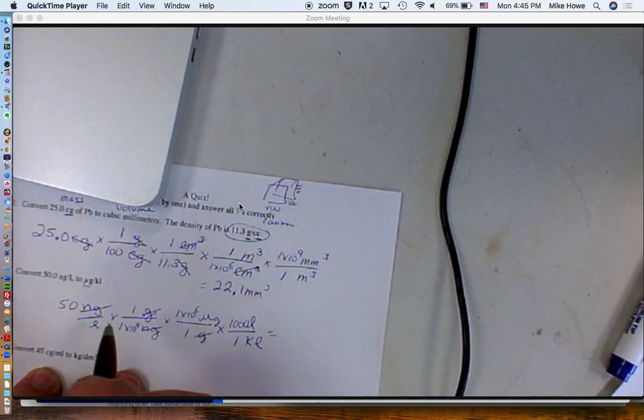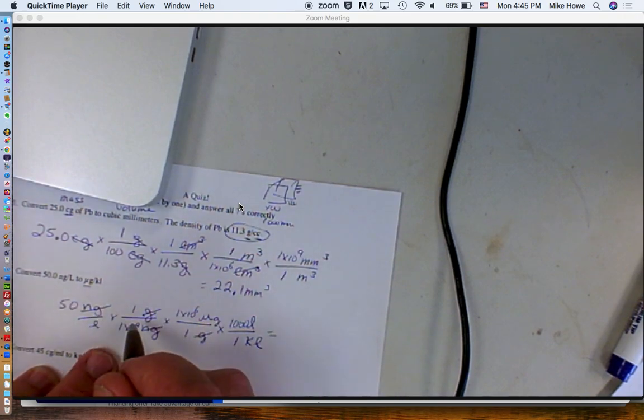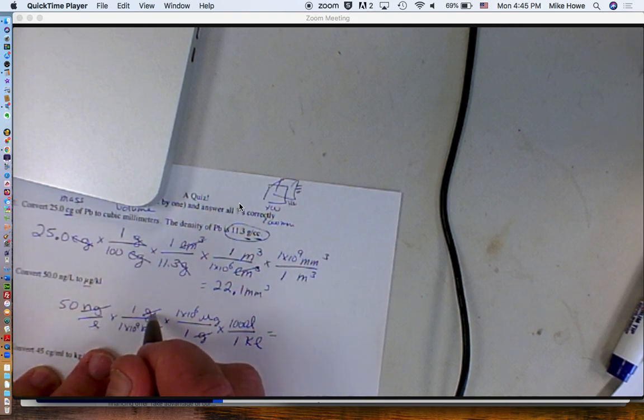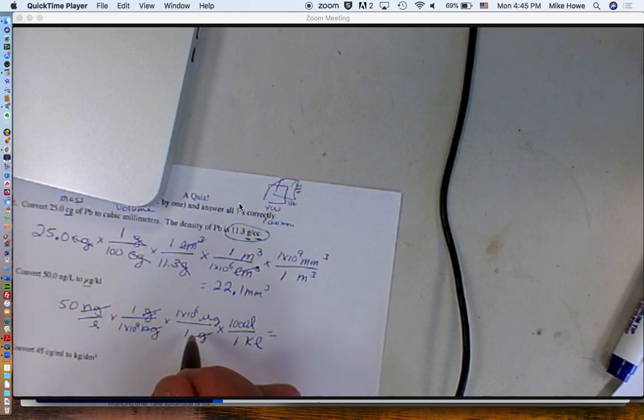And make sure I didn't make a mistake, so I'm 50 nanograms per liter. Nanograms cancel, we got grams, grams 1 to 1,000,000,000. And then we have 1,000,000 micrograms per gram. Looks good. 1,000 liters, 1 kiloliter.